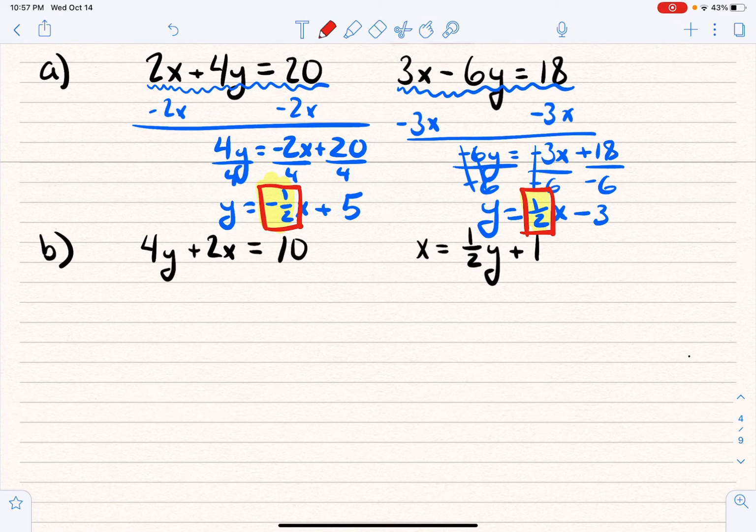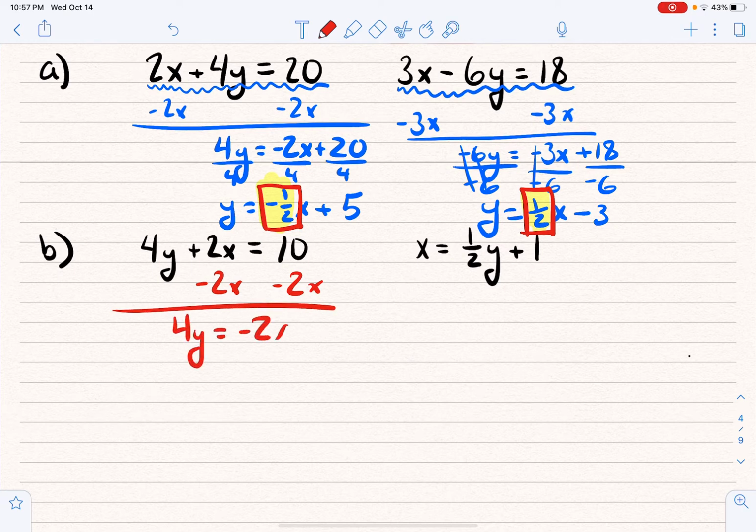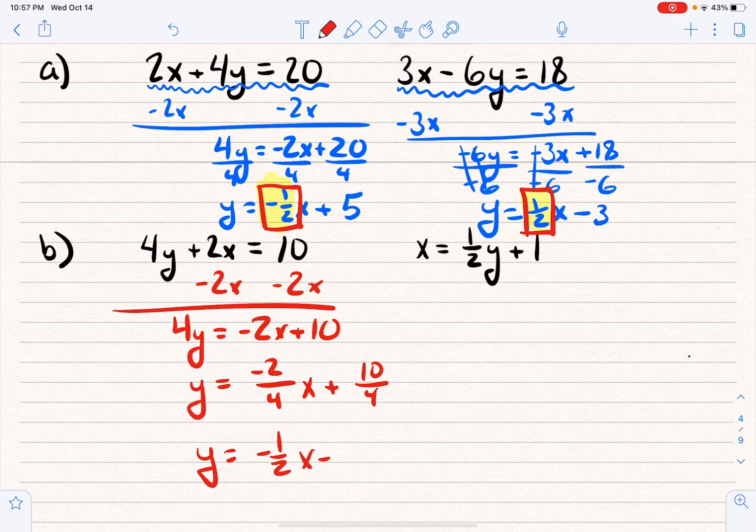All right, we should be able to move a little bit quicker on this one. Subtract 2x from both sides. That's going to leave me with 4y is equal to negative 2x plus 10. Divide everything by 4, and we get y is equal to negative 2 over 4x plus 10/4. So that's the same thing as y equals negative 1/2 x plus 5/2 or 2.5.